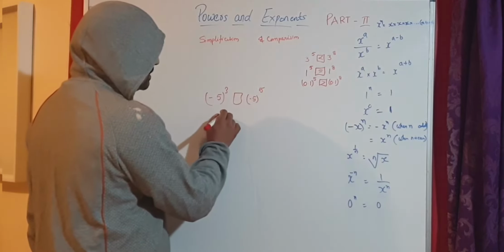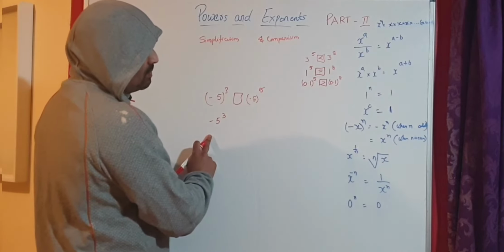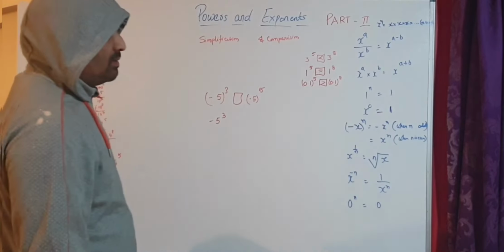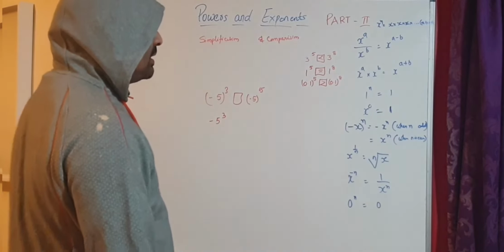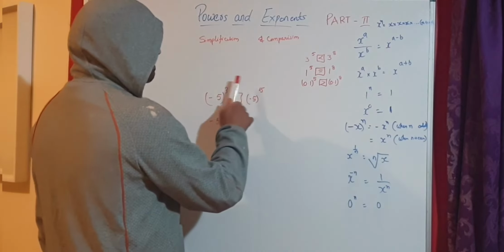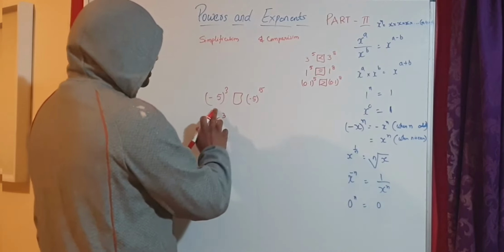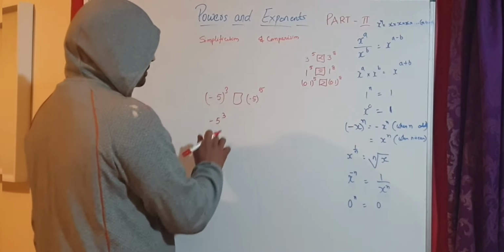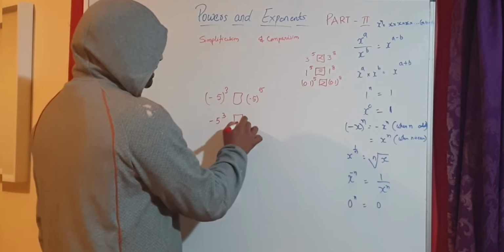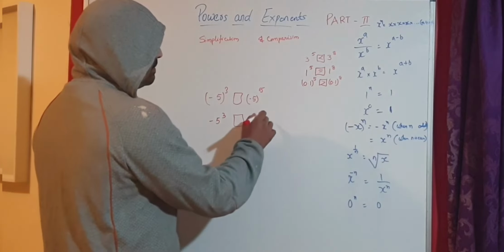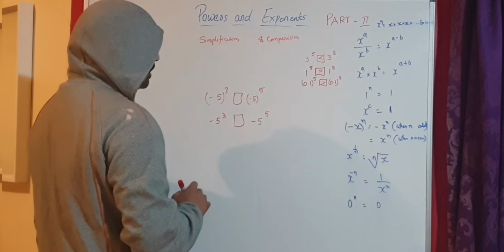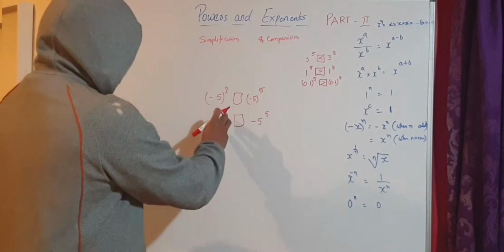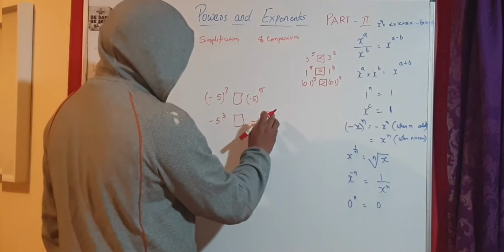So if you simplify this one, which formula am I using? The formula that I'm using here is this one: (minus x) to the power of n is equal to minus x to the power of n, when n is odd. In both cases the powers are odd. So the value is going to be minus 5 cube on the left side, and on the right side you see minus 5 to the power of 5. So on both sides we have a minus symbol, that's fine, but whose value is bigger, 5 cube or 5 to the power of 5? Obviously this value is bigger.